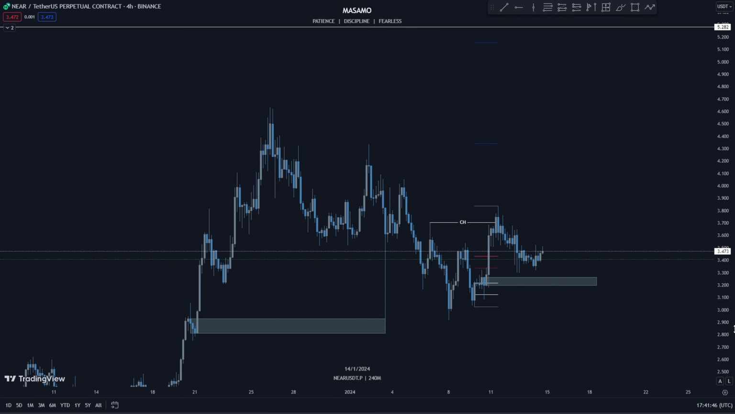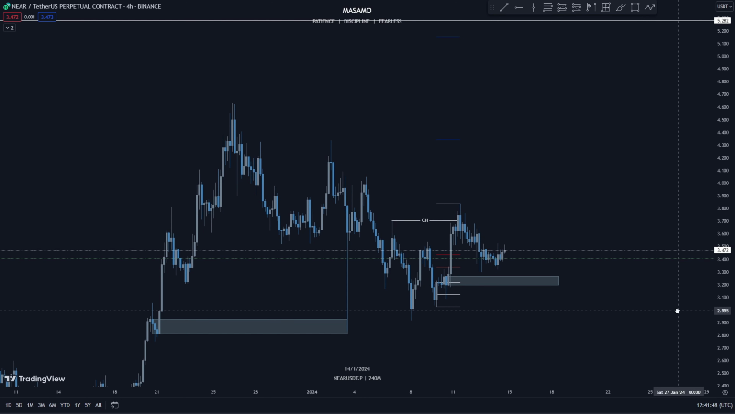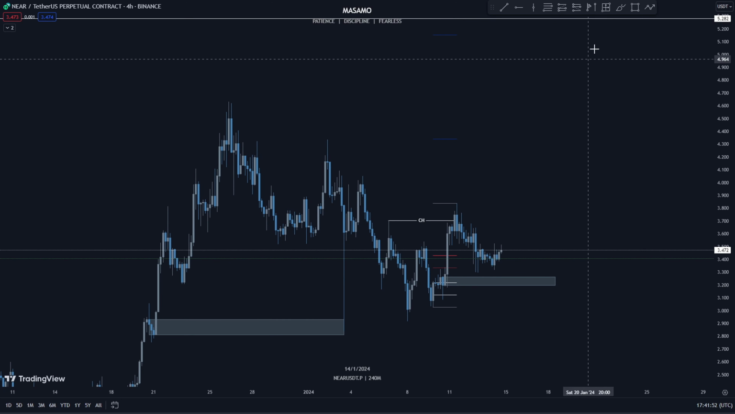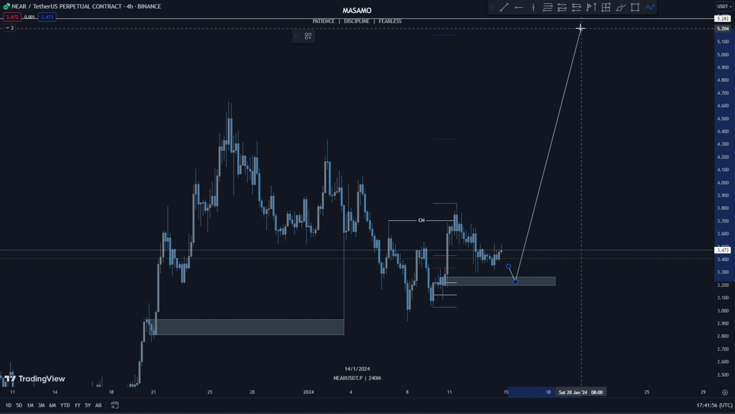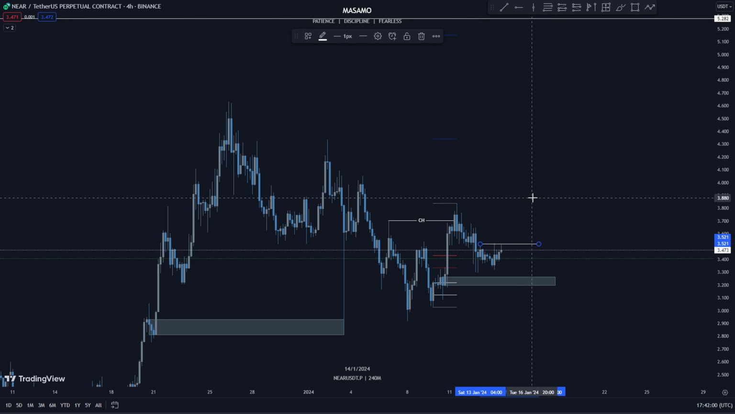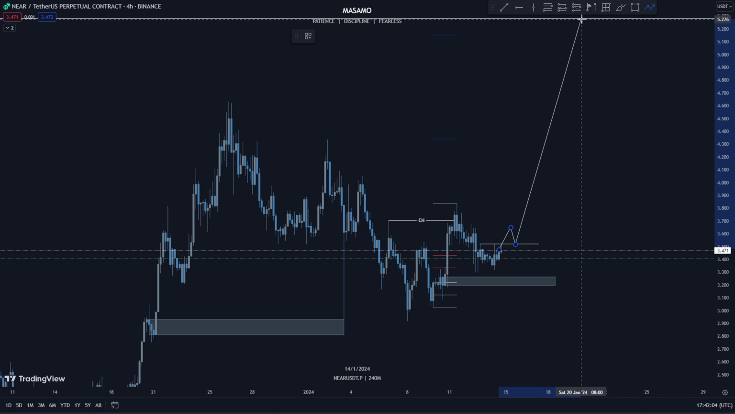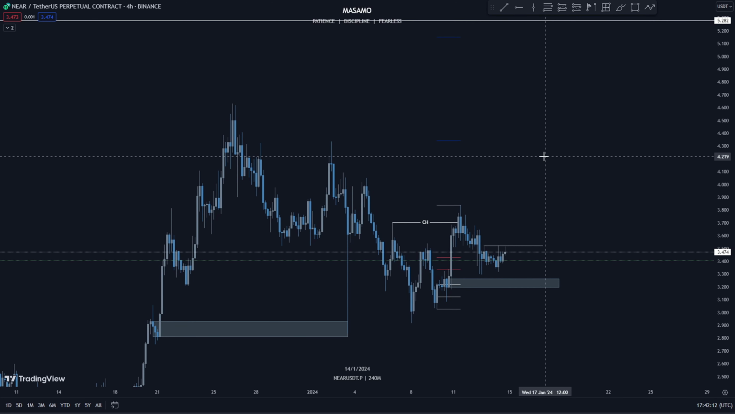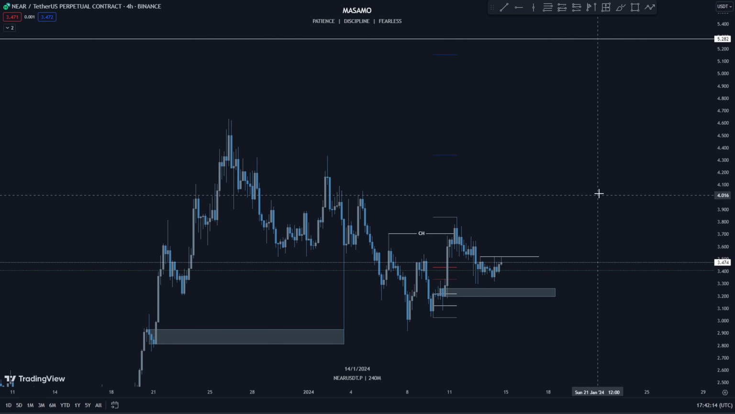Right now it retested, and the only reason I'm not putting an order on a long position is that I'm looking for another sweep at this area to then enter long, or the second case, if we break this level and close a 4 hour candle above, then I'm going to enter long here. So two possible scenarios. In both scenarios I'm looking for a long entry. So yeah, I think I explained it pretty well.